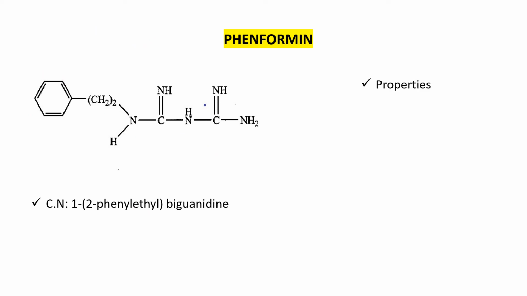Properties: it is white crystalline powder, odorless and a bitter taste. It is freely soluble in water, soluble in alcohol, practically insoluble in chloroform and in ether. Storage: it is a stable compound, therefore stored in well closed containers. Uses: it is used to treat non-insulin dependent diabetes mellitus. It is also used to reduce blood sugar level during cortisone therapy.